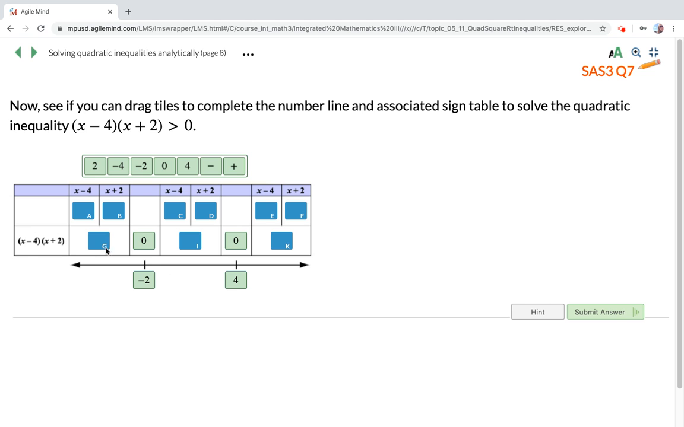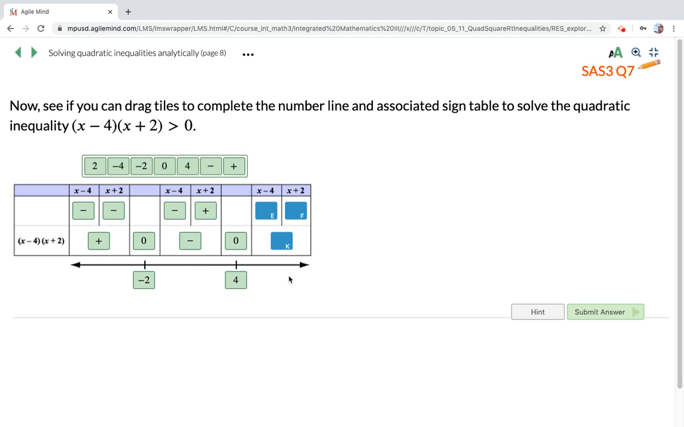If I pick a number less than -2, so say like a -3. If I plug in a -3 here, ooh, that's definitely negative. If I plug a -3 in here, that's also going to be a negative. Negative times a negative will make that a positive. For this little guy here, something between -2 and 4, I'm going to pick something easy like 0. If I plug in a 0, that's still going to be negative. If I plug in a 0 here, that's going to be a positive now. Negative times a positive gives me a negative.